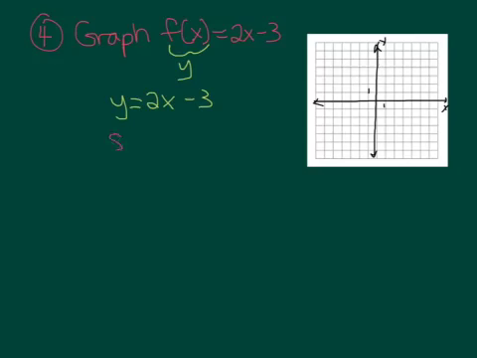So when you do this, you get that your slope is 2. I'm going to write it as 2 over 1. Your y-intercept is at negative 3. So what I'm going to do is I'm going to start my y-intercept at negative 3. I'm going to go up 2, right 1, and then draw my line through it. And that's it.